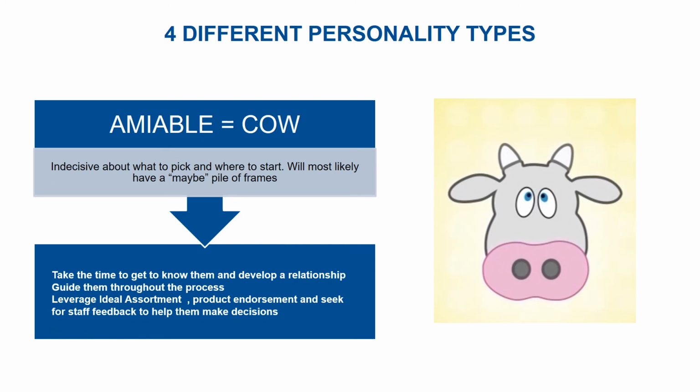Take the time to get to know them and develop a relationship, guide them through the process, leverage ideal assortment inventory, leverage product endorsement, and also seek staff feedback to help them make a decision. You want to look for compliance. They love the type of environment where multiple people are going to reinforce their decision.